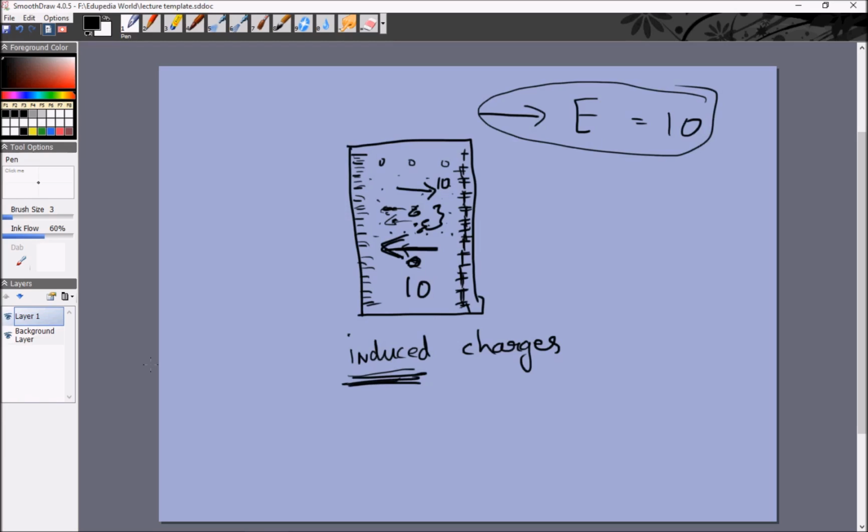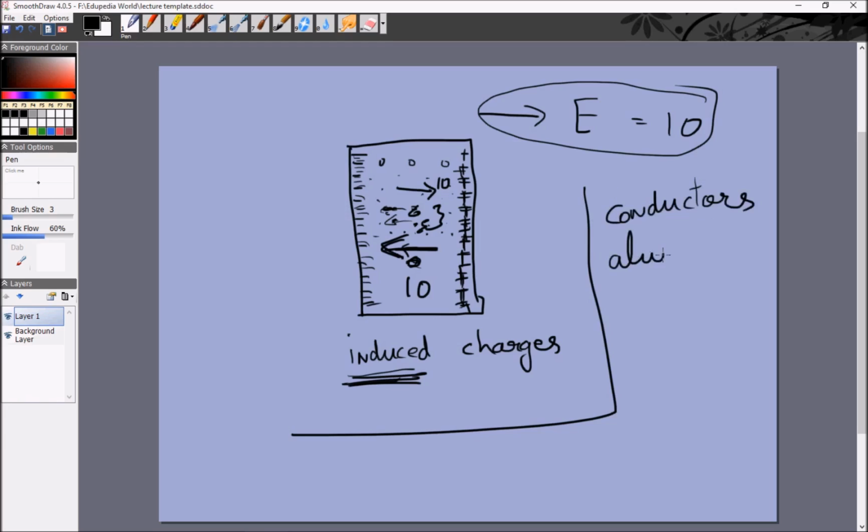So this time is generally assumed to be negligible, and the result which we come up with eventually is that conductors always have E equal to 0 inside them. Now, inside them means inside the actual material.